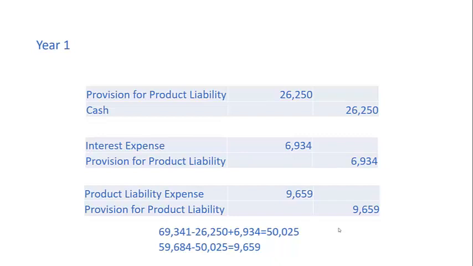So what you can see there is that our provision started off at $69,341. It reduced by $26,250 for the products that we rectified. It increased because of the interest cost, the unwinding of the discounting. So that gave us a revised balance of $50,025. And to increase this to the new required balance of $59,684, we had to recognise an extra product liability expense of $9,659.